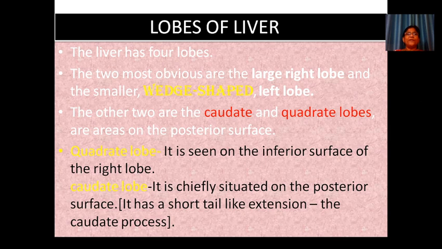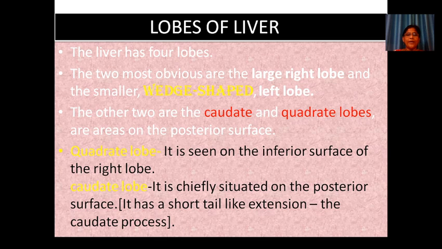Let us see the lobes of the liver clearly. The liver has 4 lobes. How many lobes are there in the liver? 4 lobes. Yes, very good. Out of four lobes, 2 lobes are larger and obvious, that means they can be clearly seen: the large right lobe and the smaller wedge-shaped left lobe. The other 2 are the caudate and quadrate lobes.